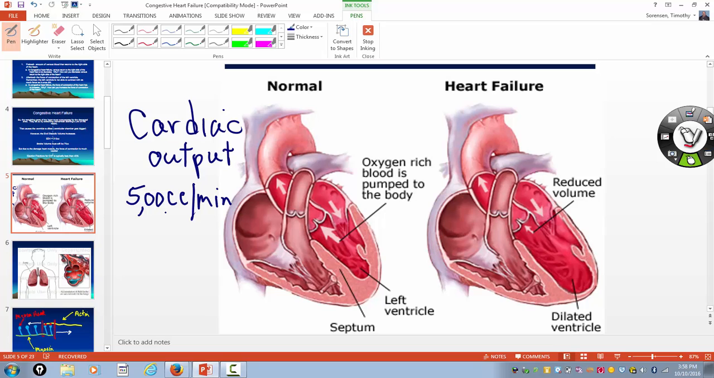Now, we don't pump out all 5,000 cc's at once. What we do is your heart will beat, right? Your left ventricle will contract a certain number of times, and the number of times the heart beats per minute is called your heart rate, right? And normal heart rate is about 70 beats per minute.